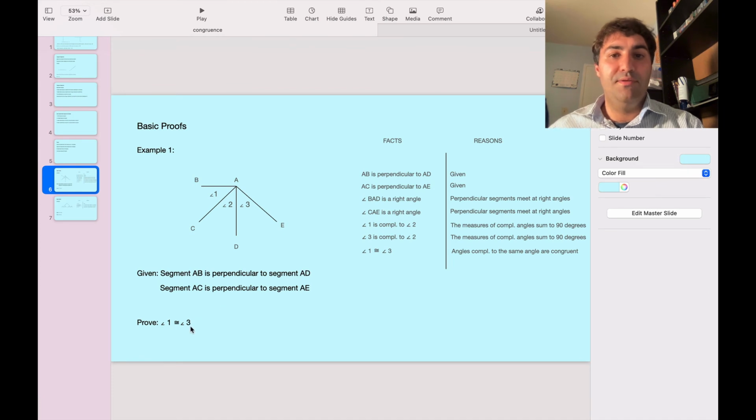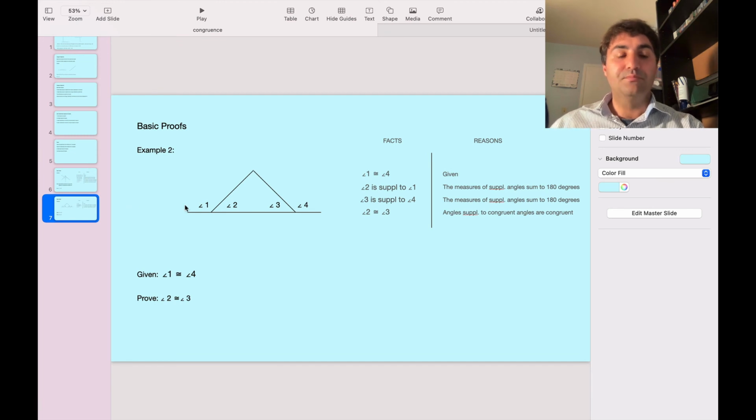So we're done with this proof, and let's go over another proof here. We have angle 1, which is outside here, angle 4, which is outside here, and then angle 2 and angle 3, which are inside this triangle. We're given that angle 1 is congruent to angle 4, and we want to prove that angle 2 is congruent to angle 3. So we start off with what's given: angle 1 is congruent to angle 4.